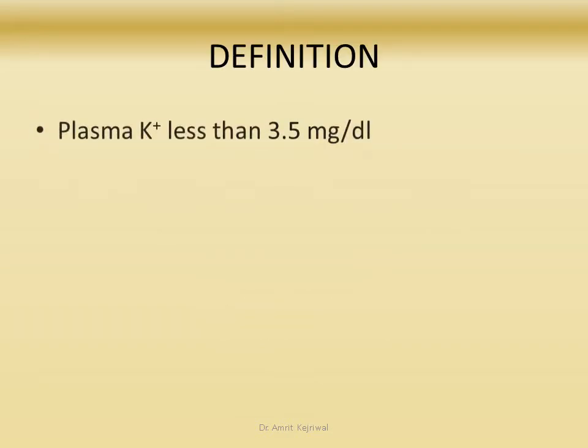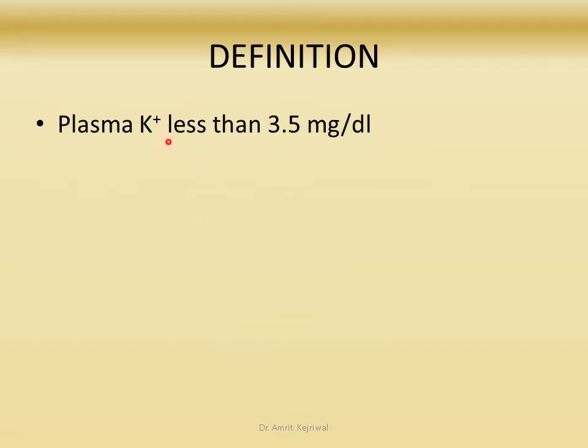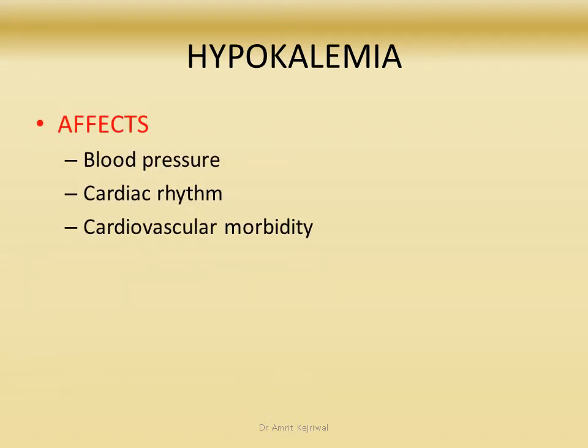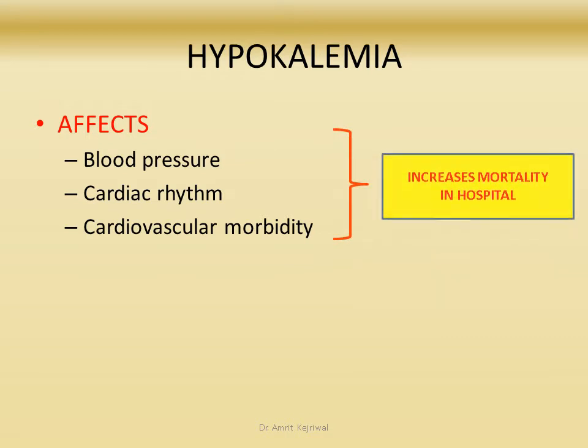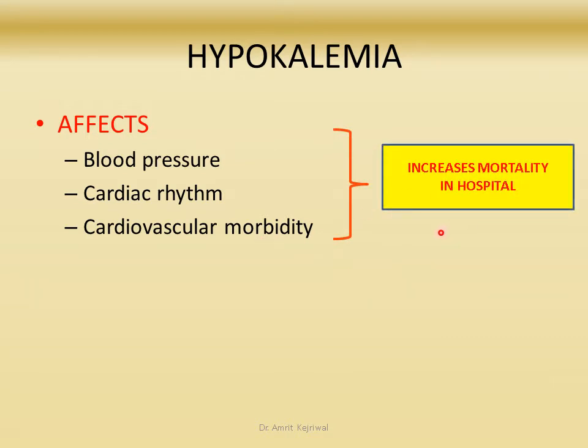By definition, plasma potassium is less than 3.5 milligrams per deciliter. Hypokalemia affects the blood pressure, cardiac rhythm, and cardiovascular morbidity. All these contribute together and increase the mortality in hospital. So, the treatment of hypokalemia is of prime importance, which directly affects the heart and the blood pressure.